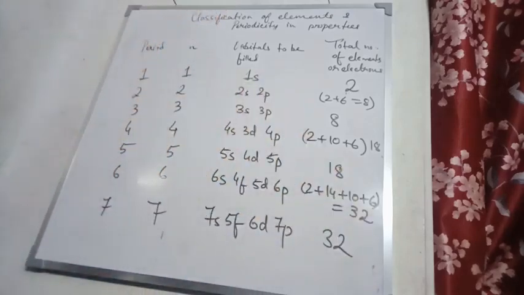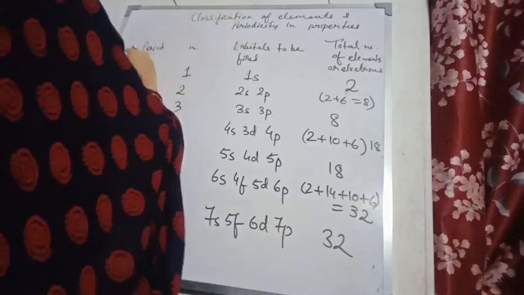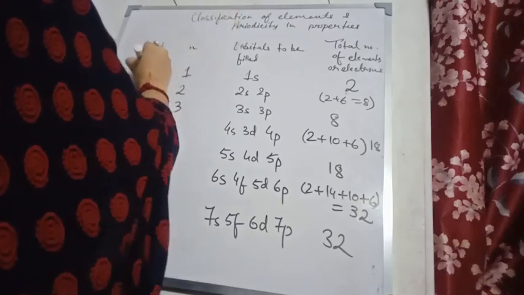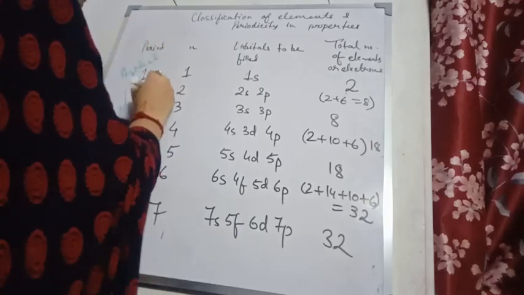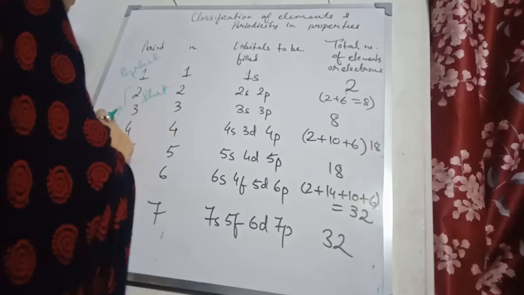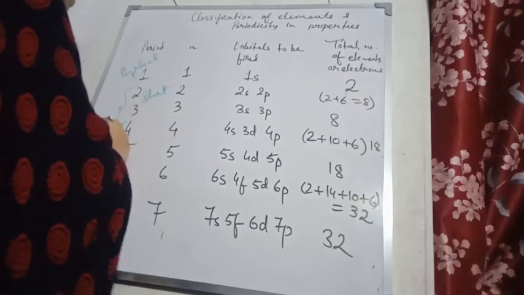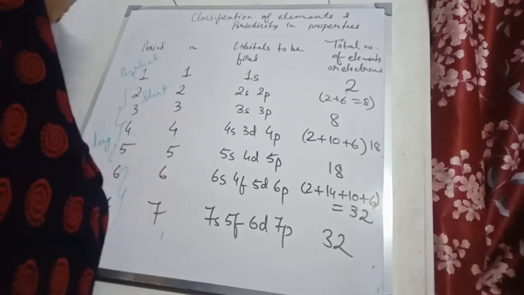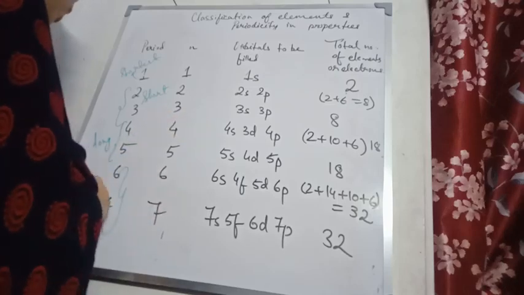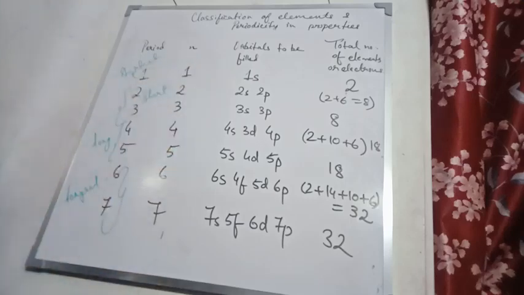So the first period consists of 2 elements only, so it is the shortest period. Second and third are the short periods because they contain 8 elements. Fourth and fifth are the long periods containing 18 elements. The last 2 periods, that is 6 and 7, are the longest periods. Okay, so this is basically your periods.